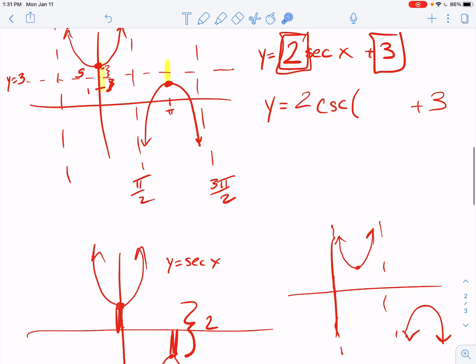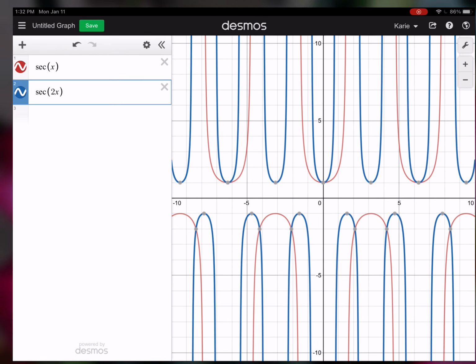But what's going to happen is that this parent function has to shift. This point here has to shift over to this point right here to match that. What did I do to the parent function to get here? I shifted it left. How much did I shift left? I shifted pi over 2. And so I would say x plus pi over 2 right there. And we can verify.